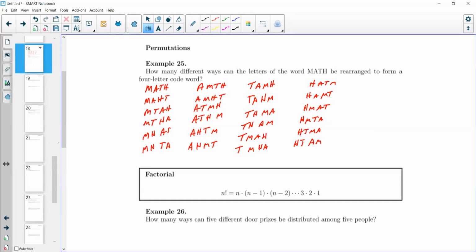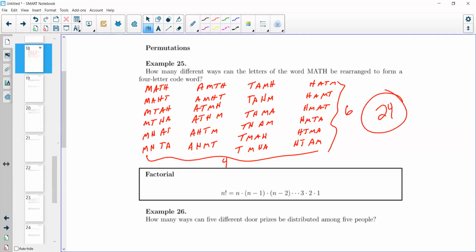So how many do we have? How many across? 4. How many down? 6. What's 4 times 6? 24. Is that right? Everybody see that?